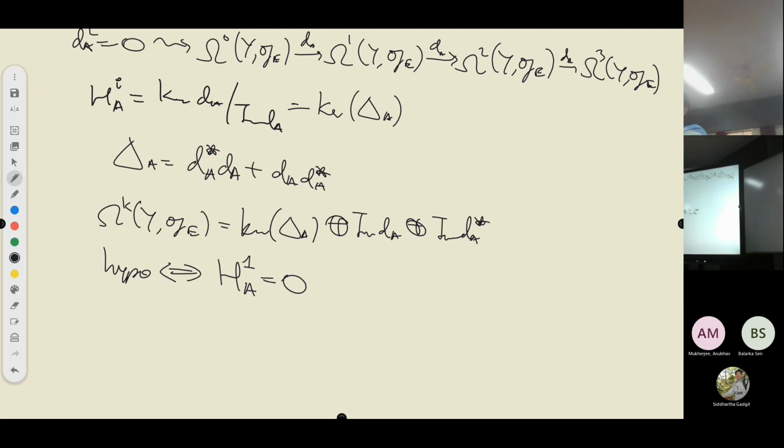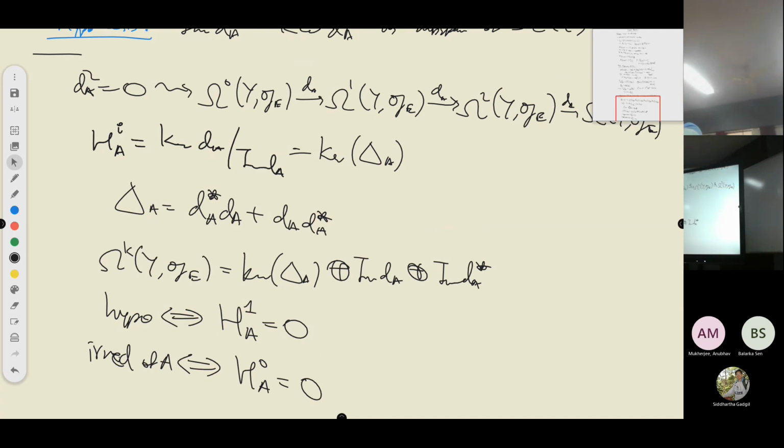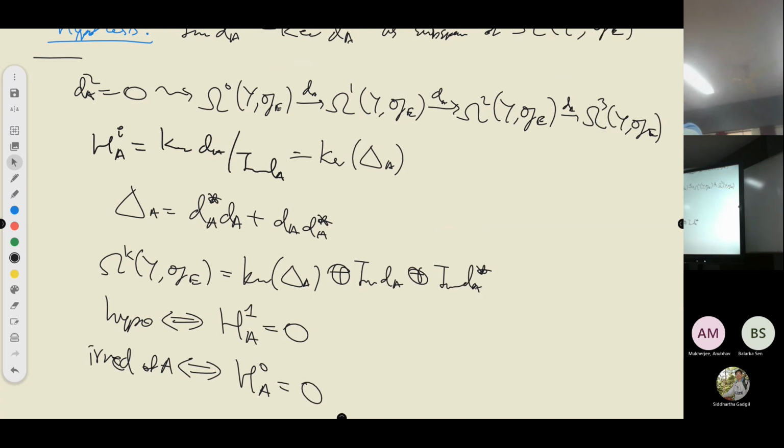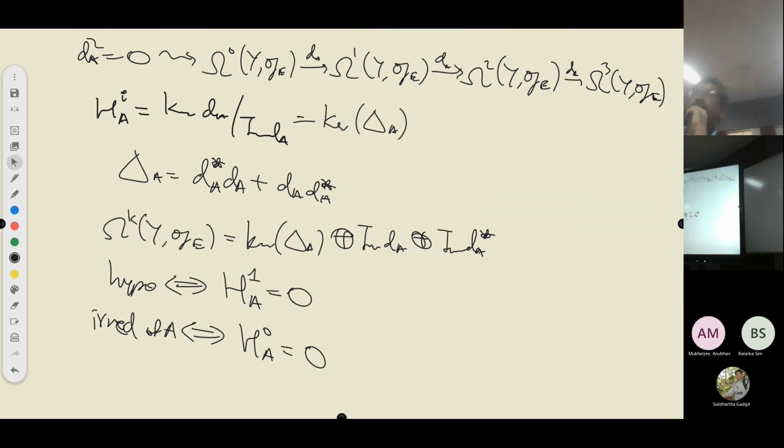Another thing that we can characterize is when a connection is irreducible. A connection is irreducible if and only if H0 of A is equal to 0. H0 is the things that are in the kernel of this map dA, so all that is saying is those are the infinitesimal automorphisms of A. That's like the tangent space of the stabilizer of your connection A. So irreducibility is asking for your stabilizer to consist of only two points, that is, for it to be discrete, and this is exactly what it says.